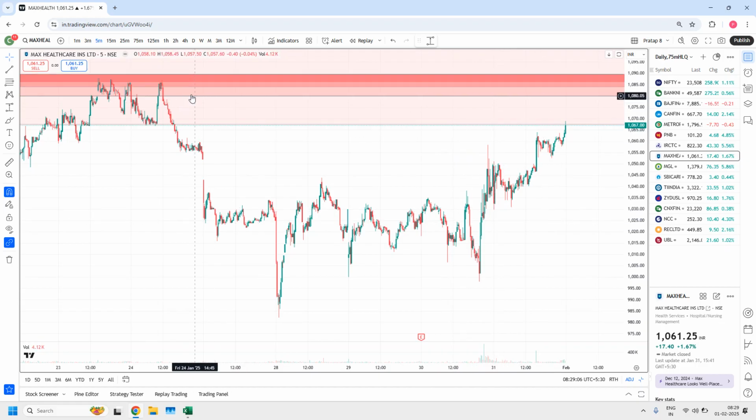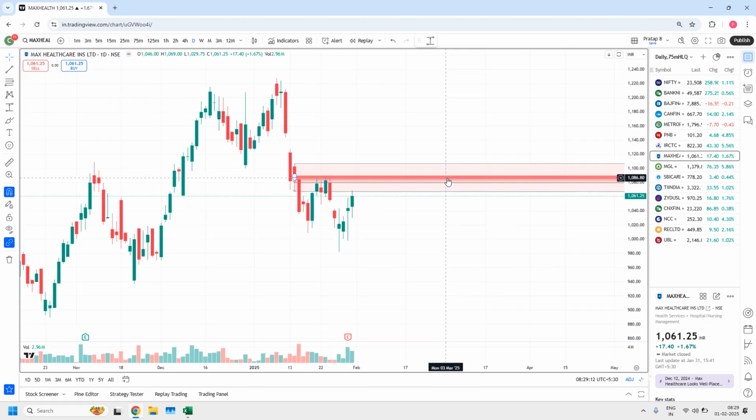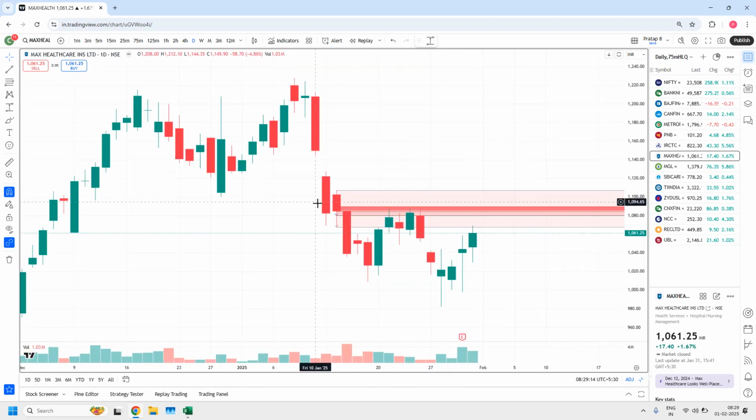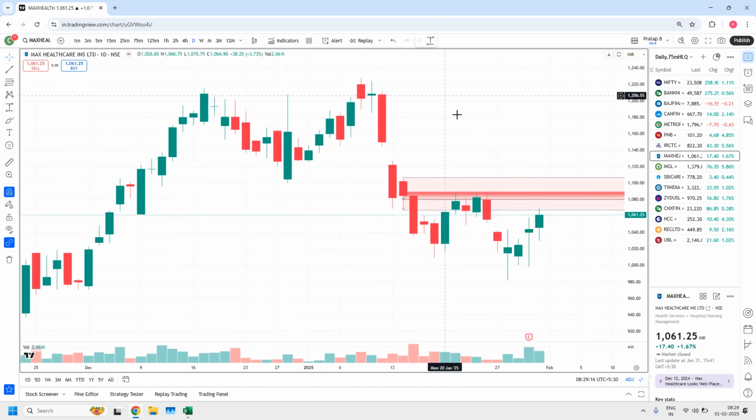Okay, this is Max Health. We didn't get a trade today. See, such kind of zones you have to draw and keep on your charts.